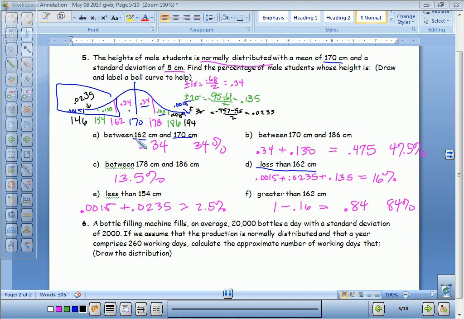This first one says between 162 and 170. Well, that's this interval. We don't have to add up anything. We just read it straight off. But this is between 170 and 186, so we have to add those two.